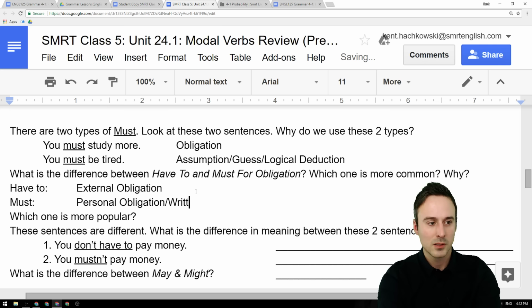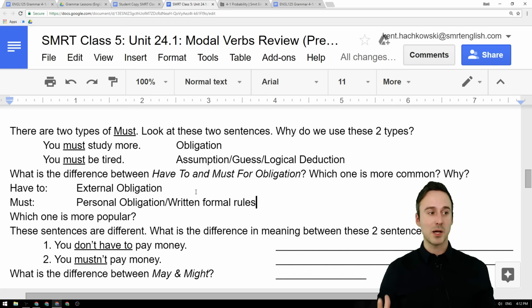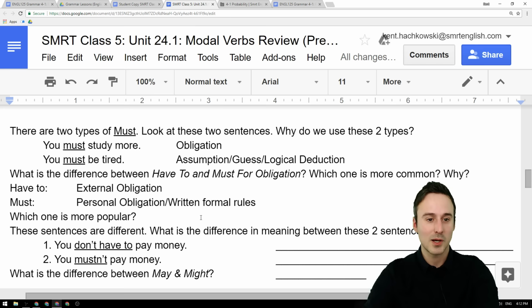And the other one, one of you guys in the chat said this, written rules. And I'll put written formal rules. We also use must when you're getting some written rules. Like, so at our school, we have a list of rules. You must speak English only when you're in the school. That's a pretty common one over here. And we usually use must when we're doing these written things. So it is a little more formal in this way. So I'd say those are the two biggest ones.